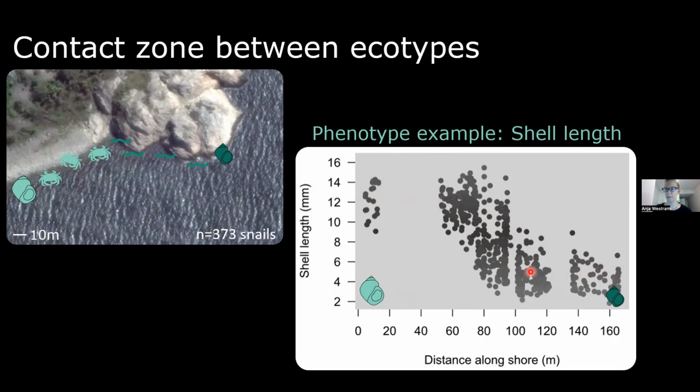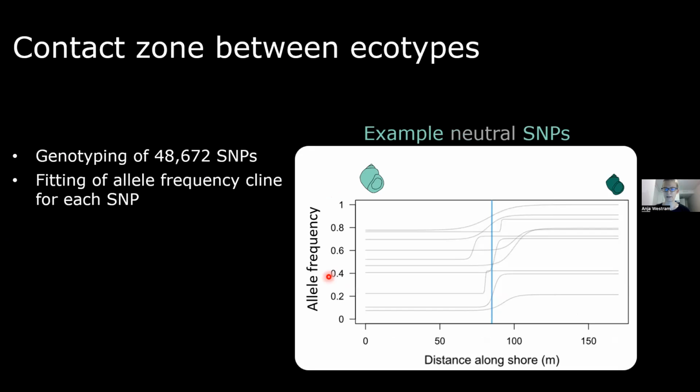But as I said, what we are mostly interested in is the genetic basis of divergence in the system. So of course, we also wanted to look at the genetics there. So what we did is we took all these snails and we genotyped almost 50,000 SNPs using a capture sequencing approach. So these are SNPs more or less randomly distributed across the whole genome of Littorina. And then for each of these SNPs separately, we fitted a cline. So this is basically just fitting a model that describes the allele frequency change for that SNP along the shore.